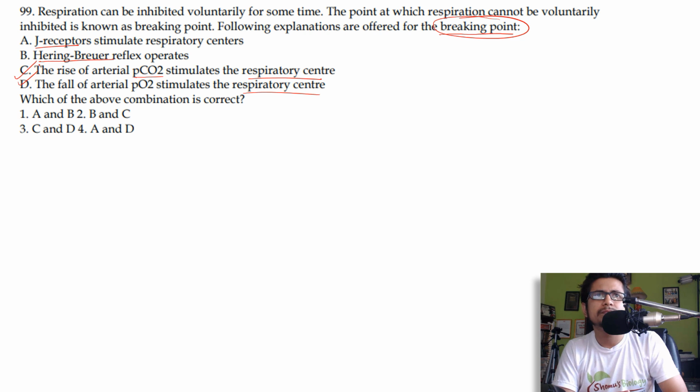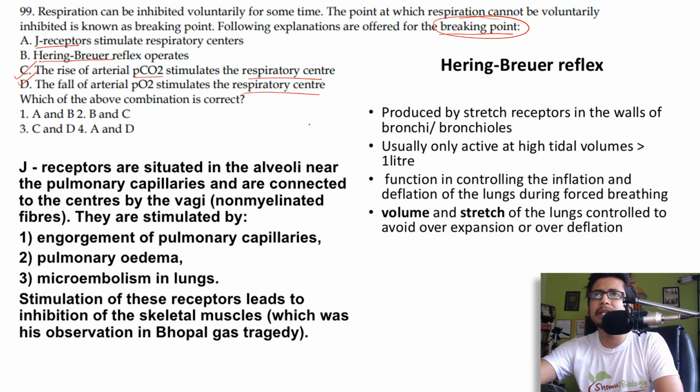So this should be the correct combination, only C and D, no other combinations. Although you need to know what the J receptor and the Herring-Breuer reflex are, so let me explain both of those.